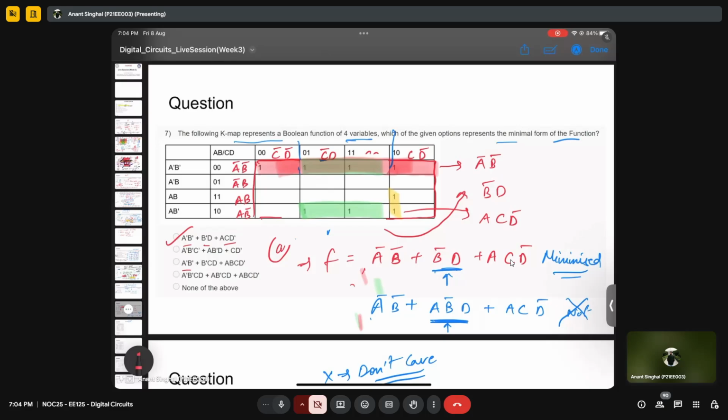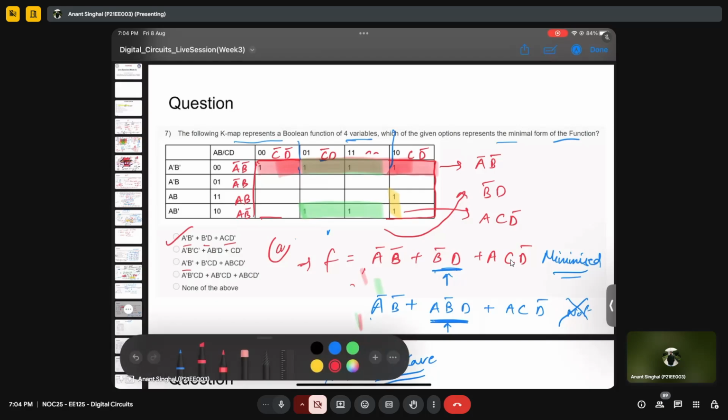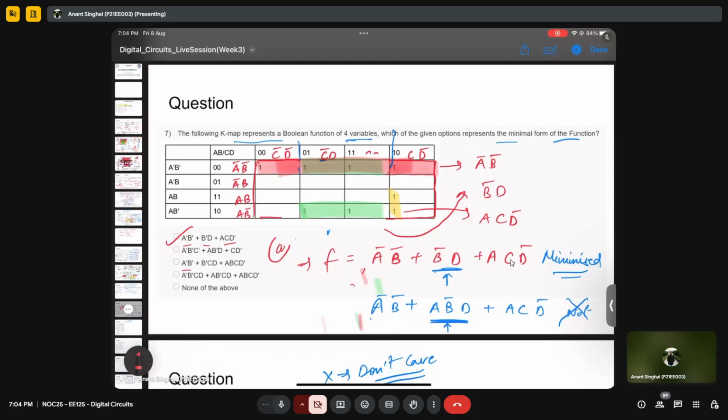Sir, here A, B bar both didn't change, no, sir. So we should take both, A, B bar, which, in the bottom row, A, B bar is constant for both the ones. What is this? So this has A, B bar common and this row has A bar, B bar. So hence only B bar is common for these four, right?